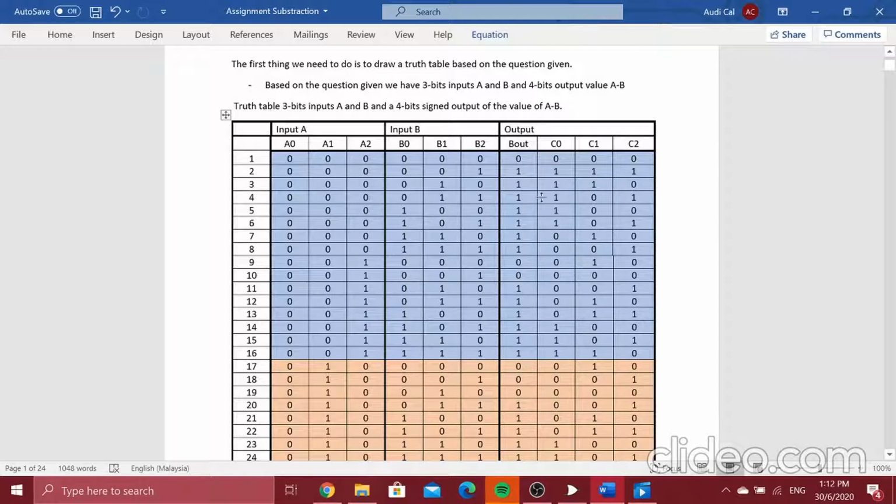And for my output, this B out will tell whether the answer is positive or negative, and 0 is positive and 1 is negative. For my output C0, C1, and C2, all these three are the same as my input. C0 has the value of 4, C1 has the value of 2, and C2 has the value of 1.